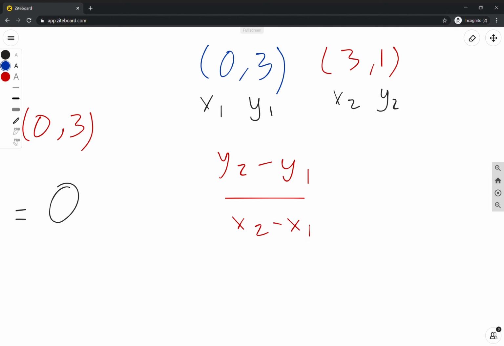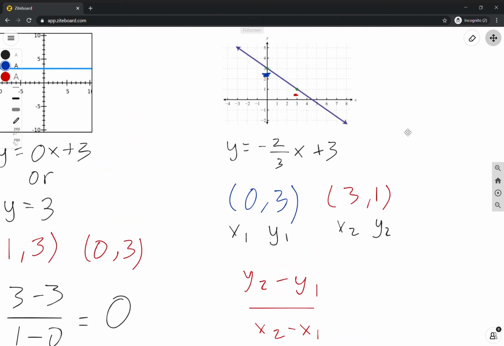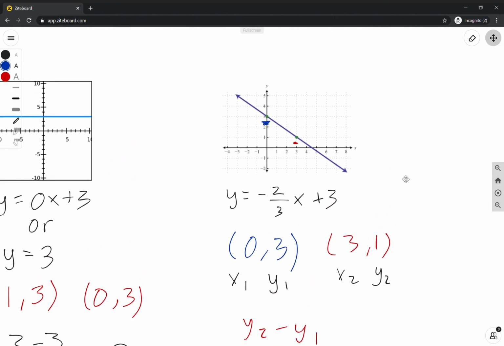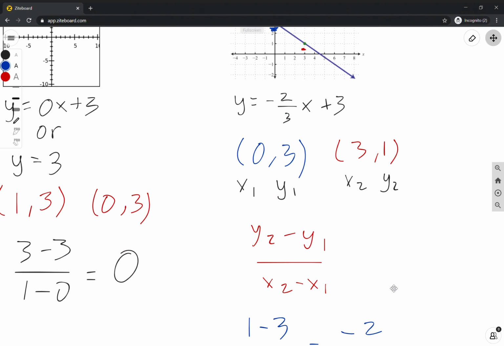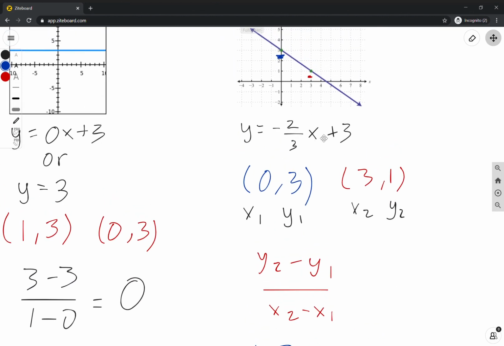Now let's plug in the values. y2 minus y1, so 1 minus 3, over x2 minus x1, so 3 minus 0, equals negative 2 over 3. So the slope of this line, or the measure of its steepness, is negative 2/3. Now you may be seeing a little pattern with this. It seems like the slope matches the number that goes before the variable, the coefficient, and this is completely intentional.